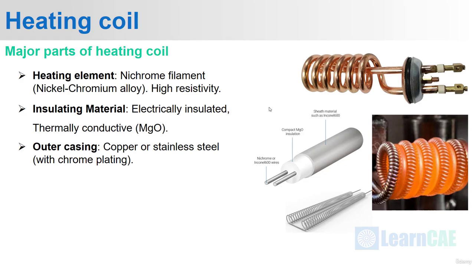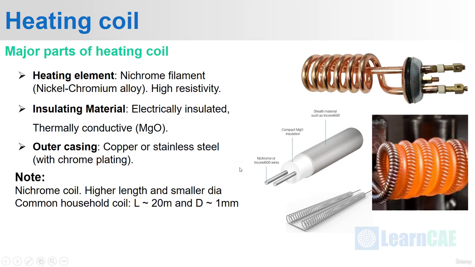Insulating materials are mostly made up of magnesium oxide because it is electrically insulating and thermally conductive. It means from the nichrome wire to the outer casing, only heat will be transferred. Current will not be transferred. Therefore, it is electrically insulating and thermally conductive. And the next is the outer casing. It will be mostly made up of copper or stainless steel with chrome plating to avoid corrosion. So these are the major elements of the heating coil.